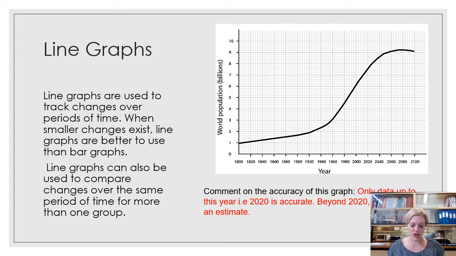At the bottom of the page, it asks you about the accuracy of the graph. So I want you to look where the time stops. The time stops at 2020, and then it carries on going. So what this graph is actually doing is predicting how the population is going to grow after 2020. We don't know that. So this is inaccurate. It is invalid. You cannot do that. That's not right. So the validity of the data is accurate up to the year 2020. After that, it's an estimate. So please write that in at the bottom of the page.